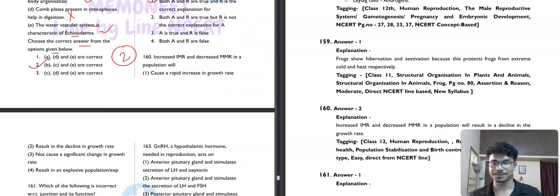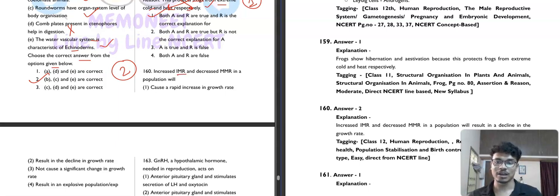Then question number 160. It is saying that an increase in infant mortality rate and a decrease in maternal mortality rate in a population will: rapidly increase the growth rate, result in a decline in the growth rate, not cause a significant change in growth rate, or result in an explosive population. So this is a very good question, I will say. Infants are dying, but mothers are surviving. What can it cause? It will cause a decline in the growth rate, because infants are not surviving. The second option will be the correct answer. Then question number 161.